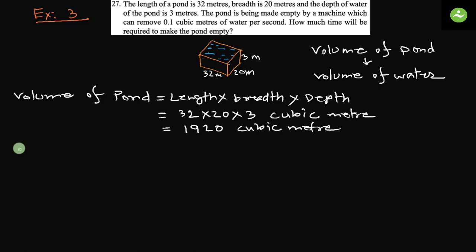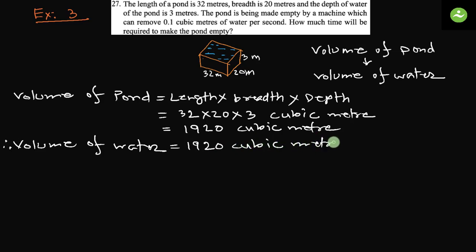Can we find the volume of water? Yes. Volume of water. Therefore, volume of water equals to 1920 cubic meter. So there are two things. One is amount of water and the other is time. So we put the time quantity on the right side and the amount of water on the left because we have to find the time actually.